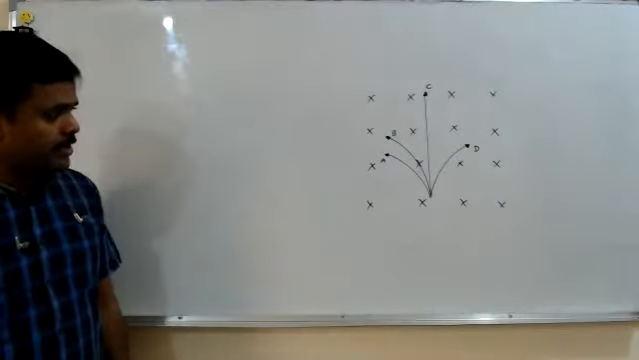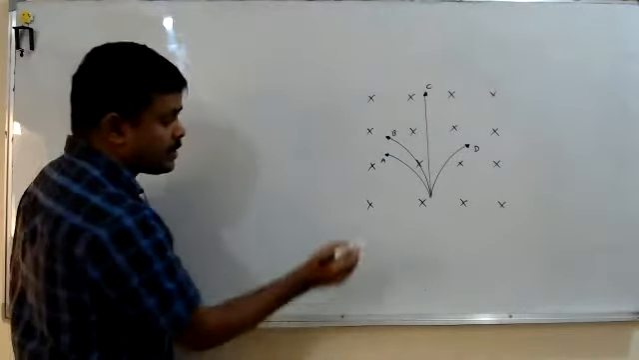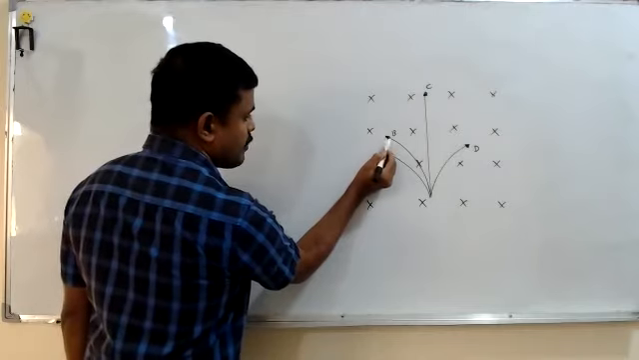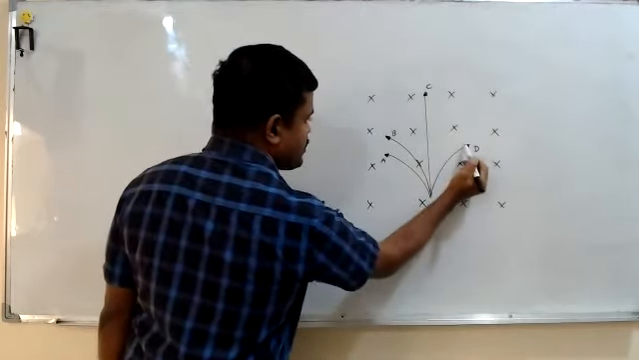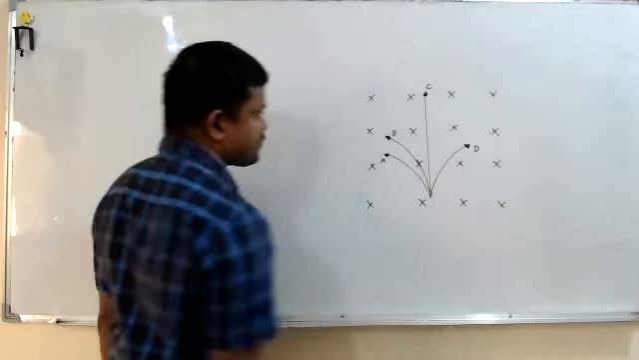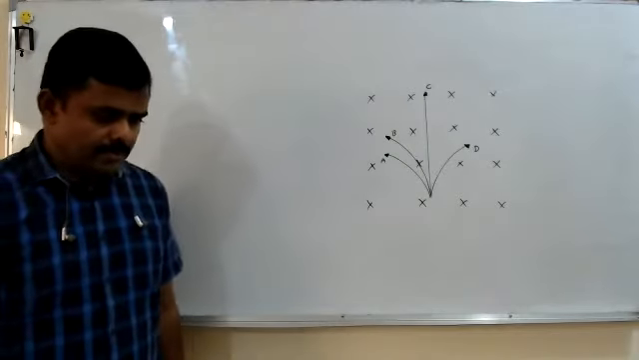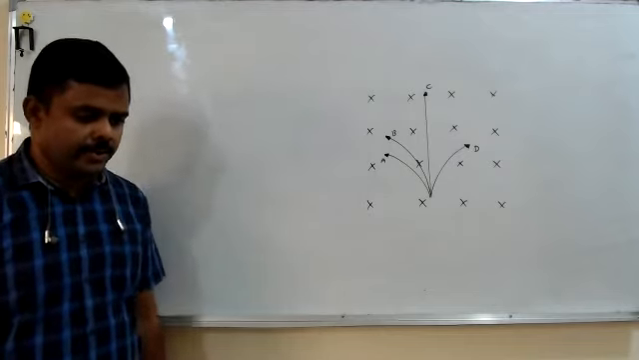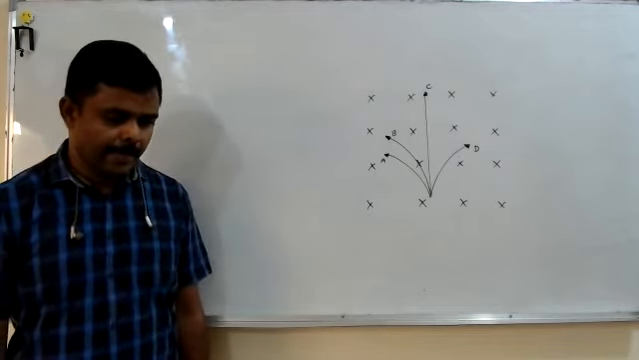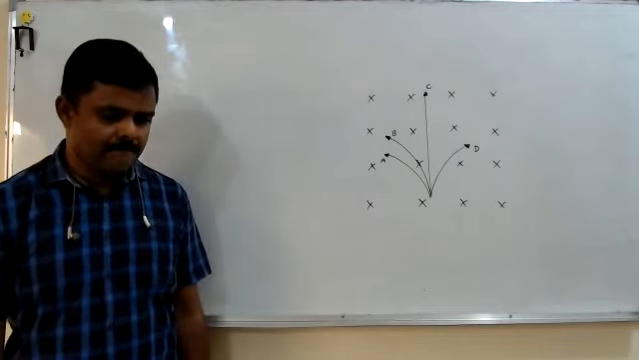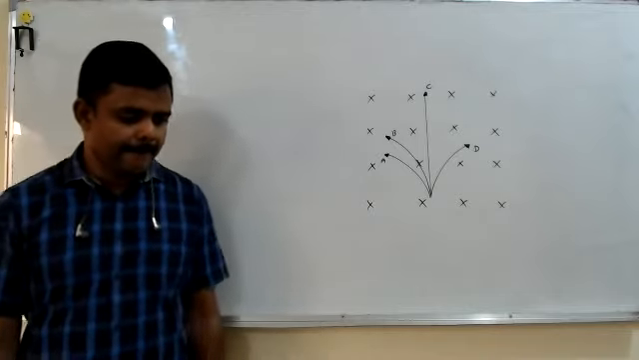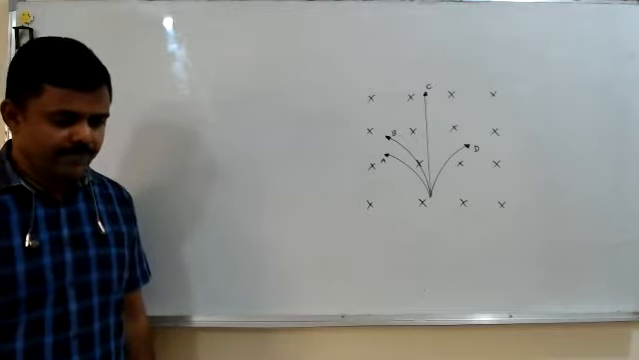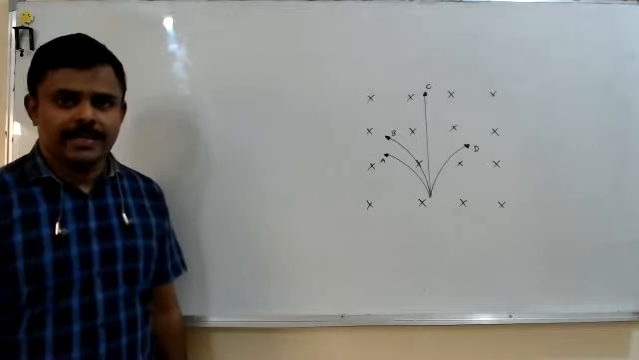Tell me when you're finished drawing this. So there are four particles. I have to identify the particles from the trajectories, from the paths. Tell me when you're done drawing this. Okay, right. Look at this.